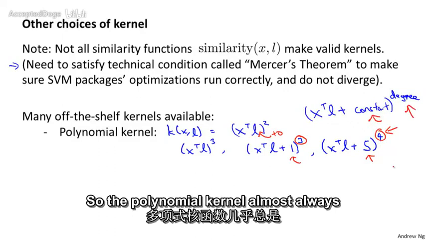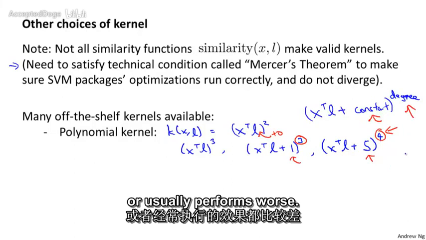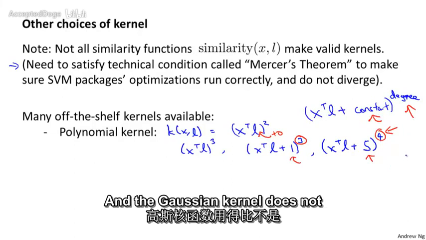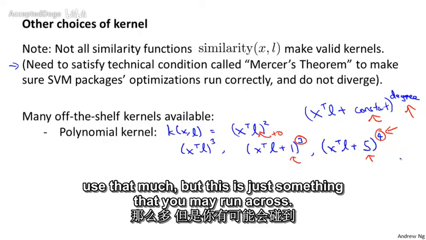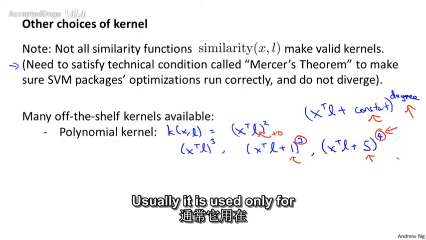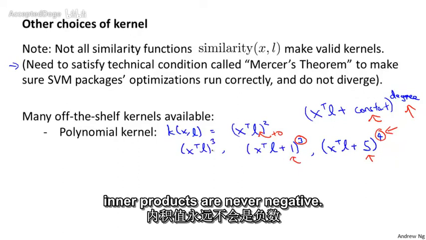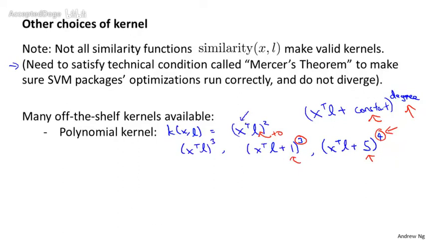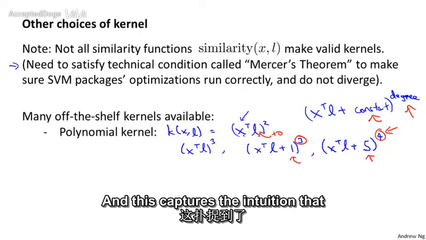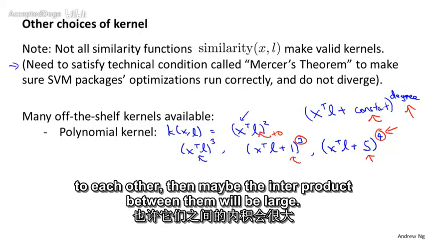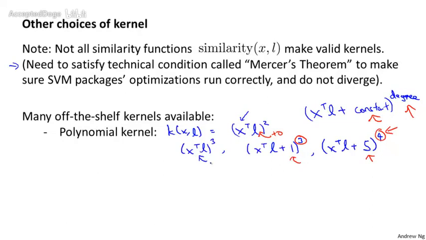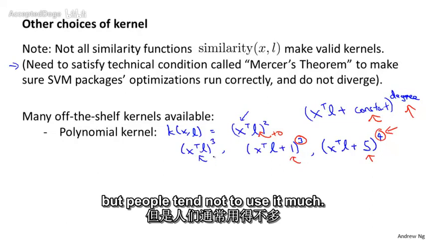So the polynomial kernel almost always or usually performs worse than the Gaussian kernel and is not used that much, but it's just something that you may run across. Usually it's used only for data where x and L are all strictly non-negative, and so that ensures that these inner products are never negative. But it captures this intuition that if x and L are very similar to each other, then maybe the inner product between them will be large. But it has some other properties as well, but people tend not to use it much.